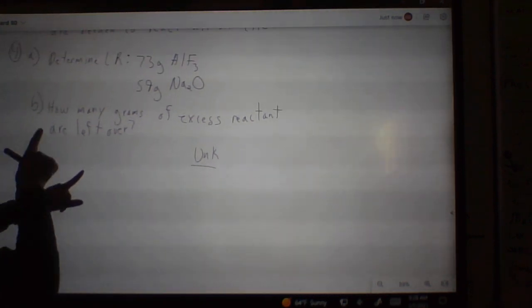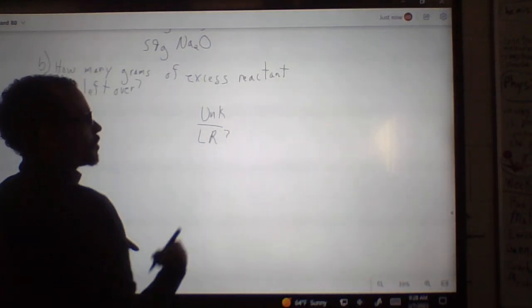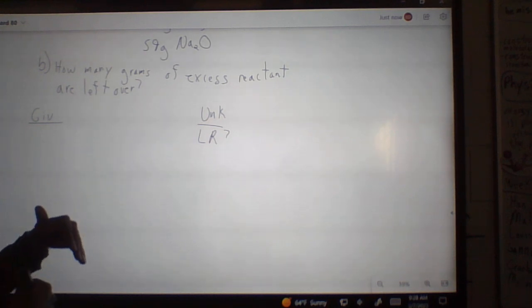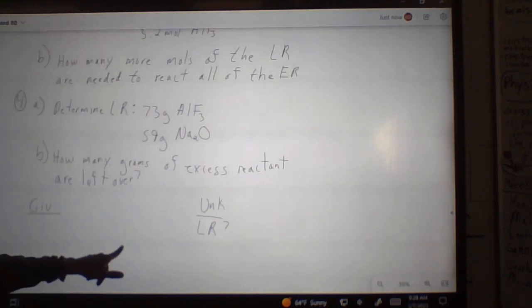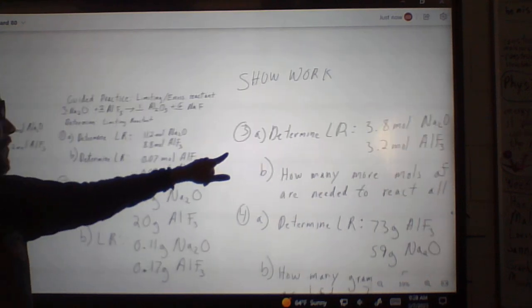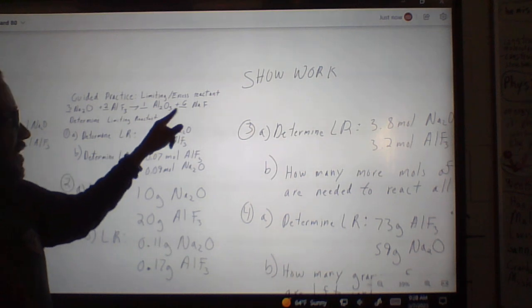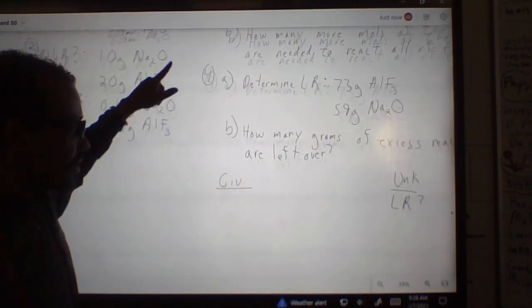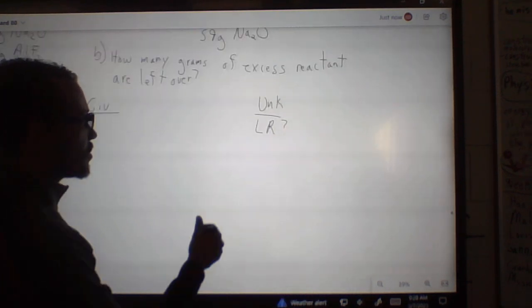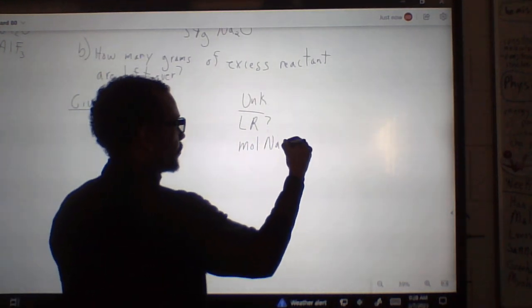In this one, they want me to determine the limiting reactant. In order to do that, I need to be comparing moles to moles. So I can just pick moles of one of these in my balanced equation. I'm going to go with moles NaF simply because it doesn't have any subscripts. It's just two elements combined together. So my unknown is going to be moles NaF.